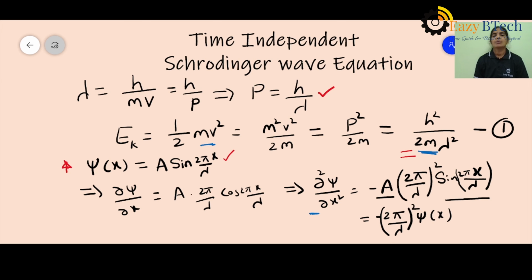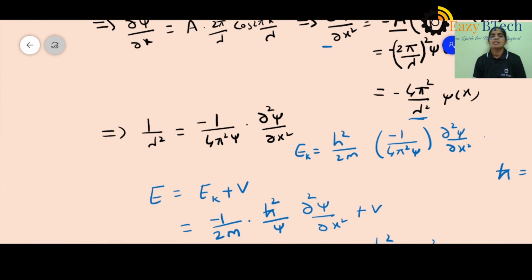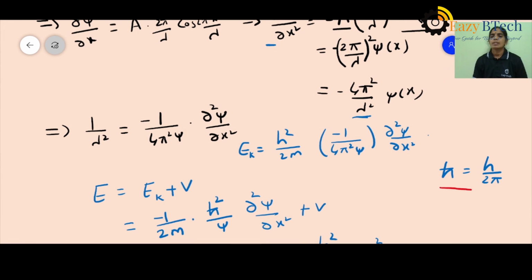Now from this expression, we are going to get the value of 1 by lambda square and substitute in your equation 1. So once we do with that substitution, you are going to have your 1 by lambda square equal to minus 1 by 4 pi square psi dou square psi by dou x square, giving your kinetic energy as h square by 2m into minus 1 by 4 pi square psi into dou square psi by dou x square. We know that h cross is given as h by 2 pi. So here you are having h square by 4 pi square. We can mention it as h cross square. So use the substitution of h cross square and this will be your answer.